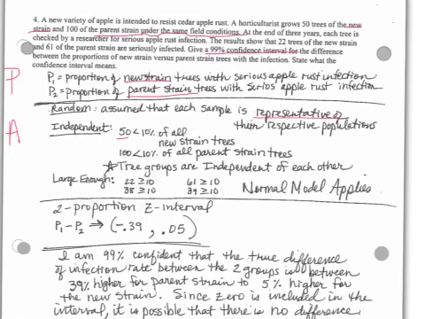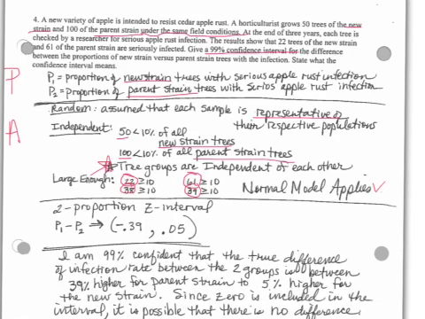50 is less than 10% of all new strain trees, and 100 is less than 10% of all parent strain trees. Don't forget this, that the tree groups are independent of each other. Large enough: 22 had serious apple rust, and 38 did not, and that was in the 50 new strain. And then in the parent strain, 61 had the infection, which meant 39 did not. Those being all greater than or equal to 10, the normal model applies.